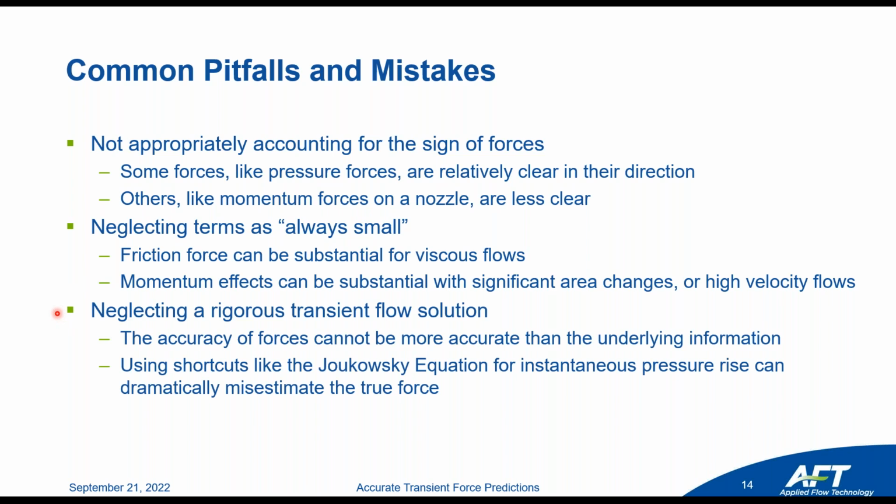Another potential problem is neglecting a rigorous transient flow solution. The accuracy of these forces depends directly on the accuracy of the underlying transient flow solution. So you could use shortcuts like the Joukowsky equation and say, well, if I instantly close some valve somewhere in the system, I'm going to get a pressure rise of 100 psi, for example, and I can just multiply that 100 psi times my pipe area of some 4-inch diameter pipe area and get some force.